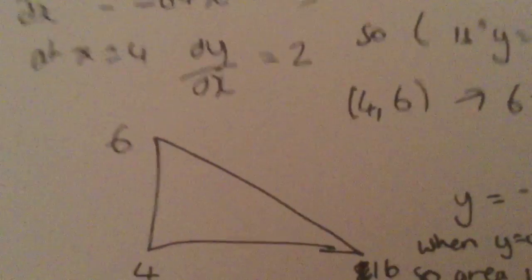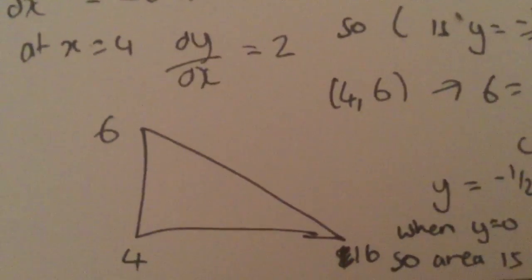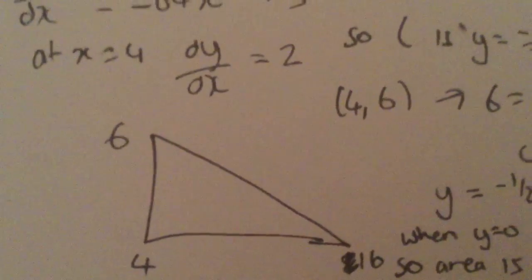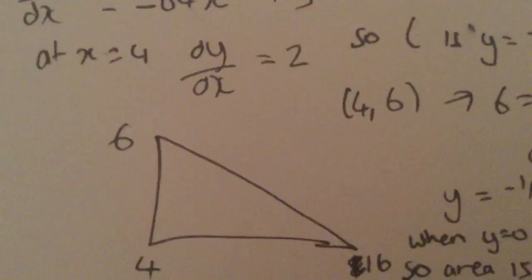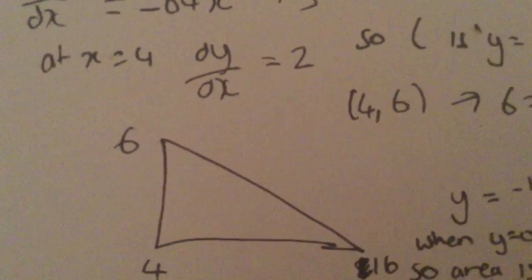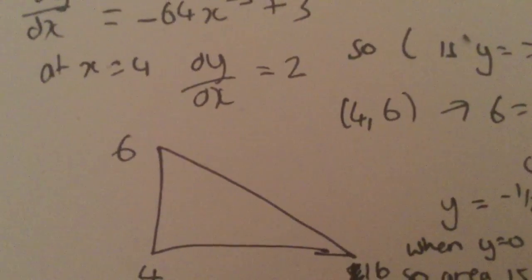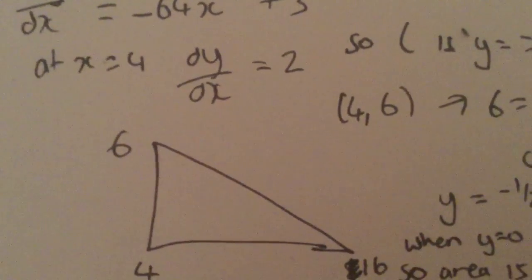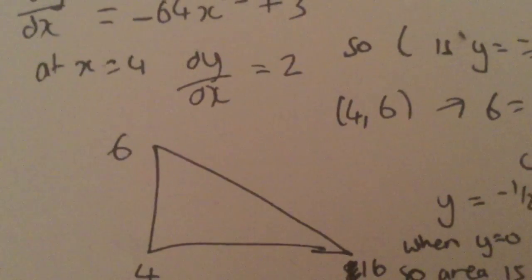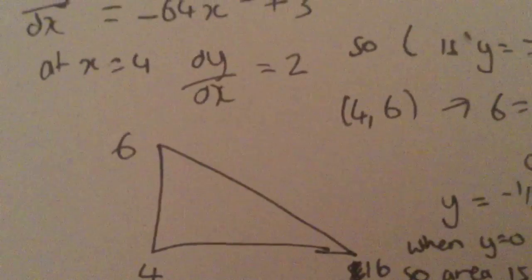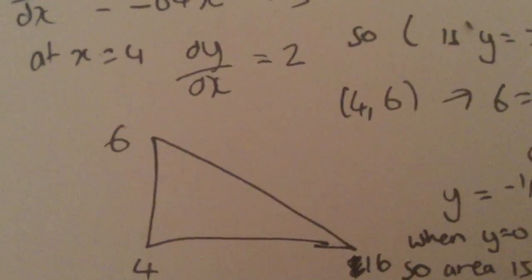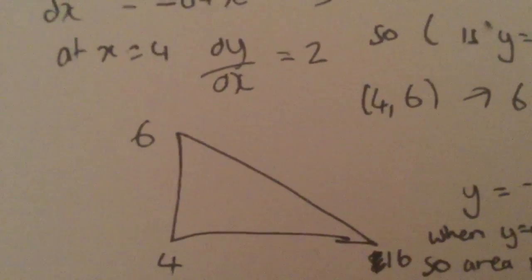So let's have a look at our picture over here now. It's a little bit more detailed than the one we had above. Our coordinate at the bottom, the base of the triangle, is (4, 0). It goes 6 vertically, so our vertical side is 6. And we've got a horizontal side that we now know stretches from 4 to 16, so that's a length of 12.